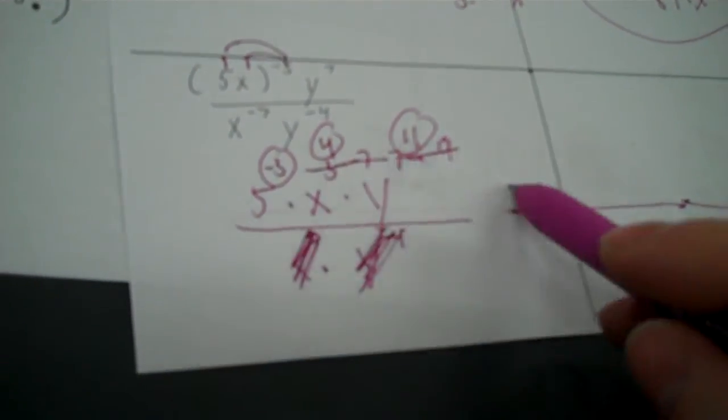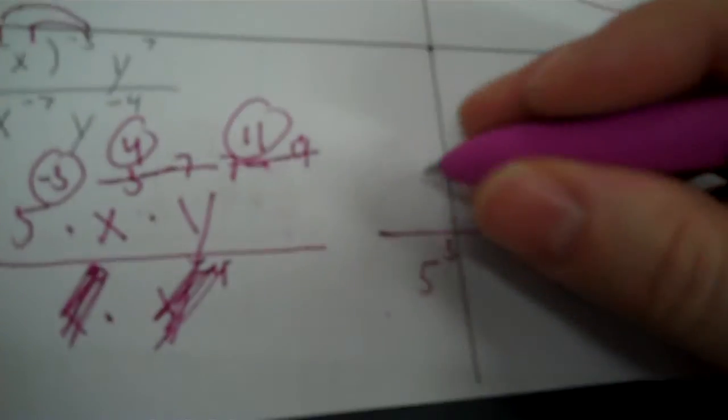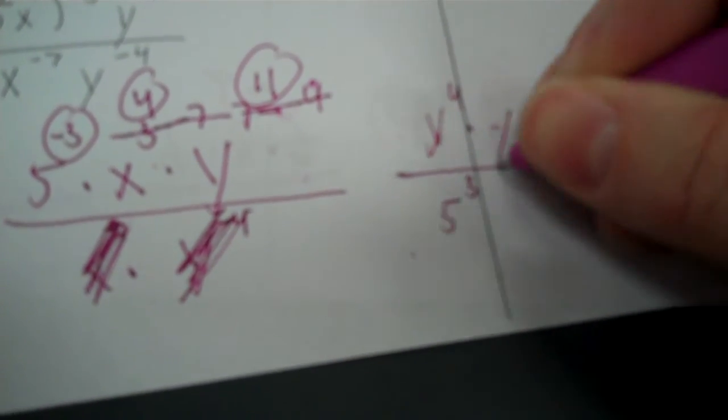Okay, you can't bring him straight. You got to bring him here so he can be a positive 3rd power. X to the 4th, y to the 11th. And then 5 to the third is 5 times 5 times 5. 125.